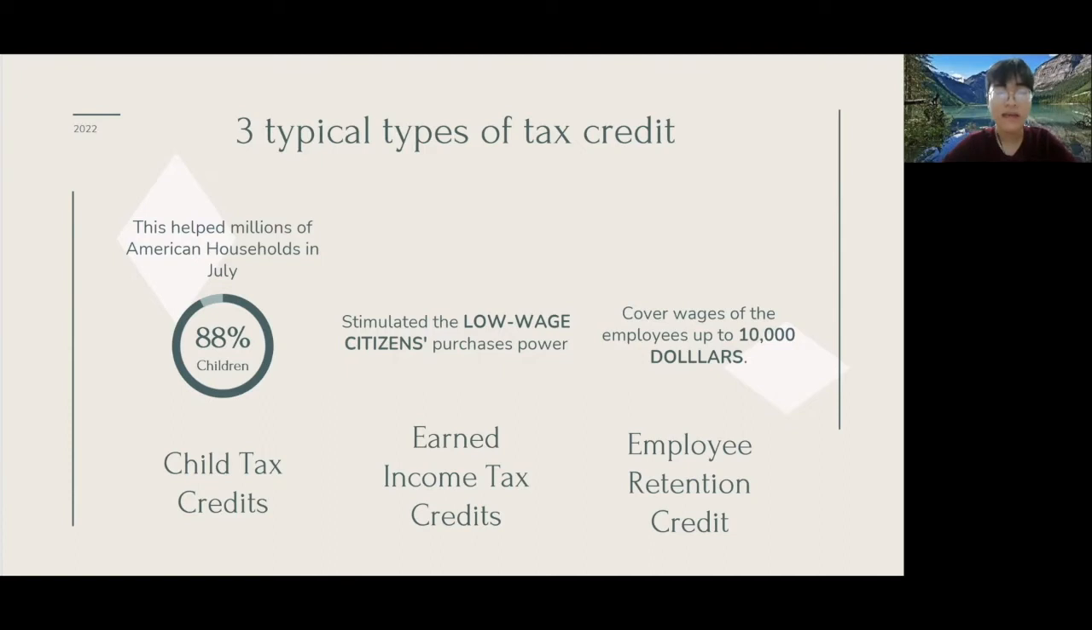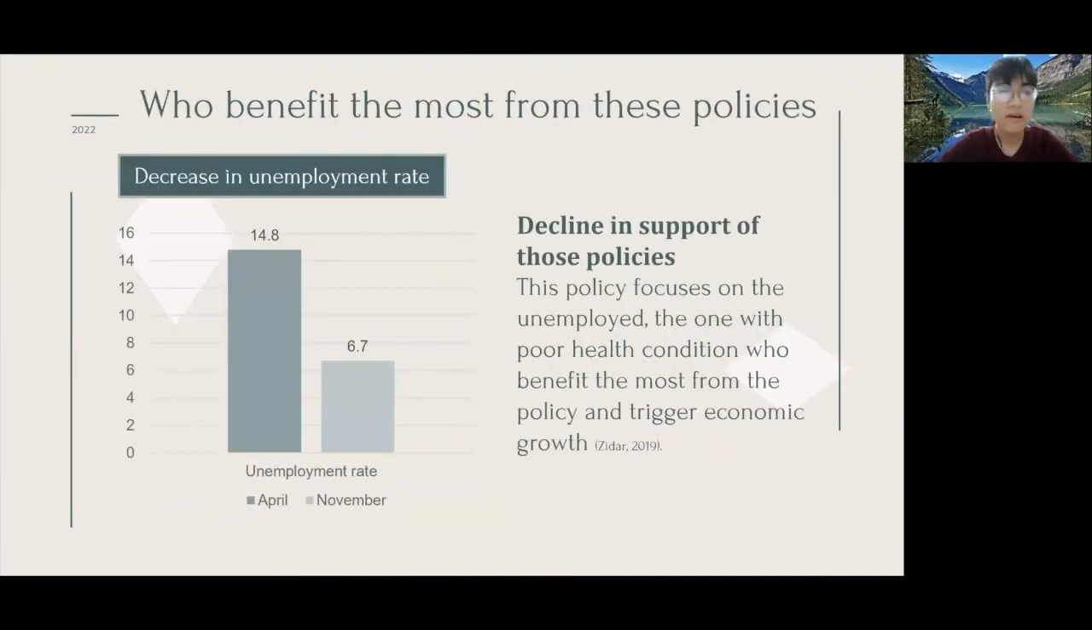Thirdly, there was the Employee Retention Credit, which belonged to the CARES Act of the USA, focused on the corporations that have been detrimentally affected by the pandemic. This tax incentive covered wages of the employees up to $10,000, regardless of the size of the business. Although Americans view unemployment policies and tax incentives as less important compared to the early stage of the pandemic.